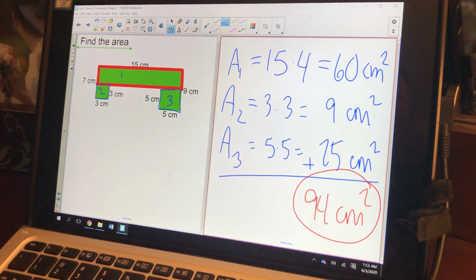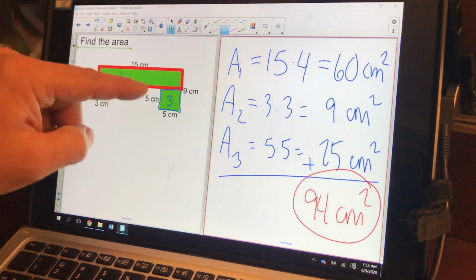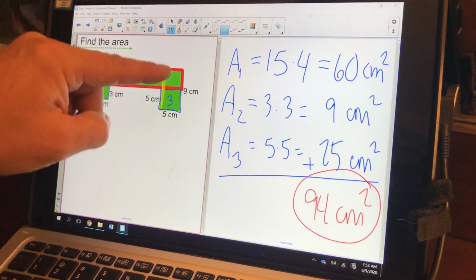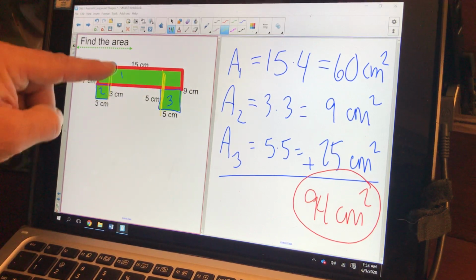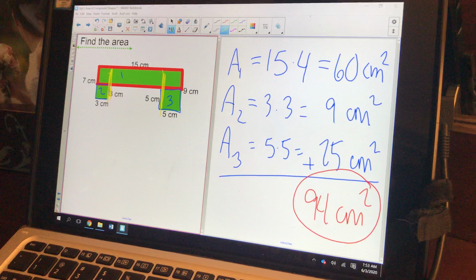Now I'm sure you're looking at this shape and saying, "Oh, I could have cut it up differently. I could have represented it in different shapes," and you could have. Maybe you drew a line here and had a rectangle, and maybe right here and had a rectangle, or you could have done any other combination. Find a way that works for you, and then find the area of each of those, whether it's breaking it into 1 or 2 or 3 rectangles or squares. That's fine with me.